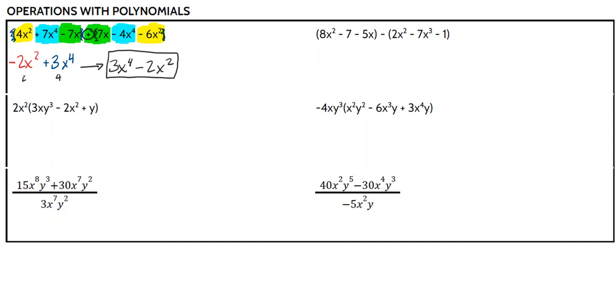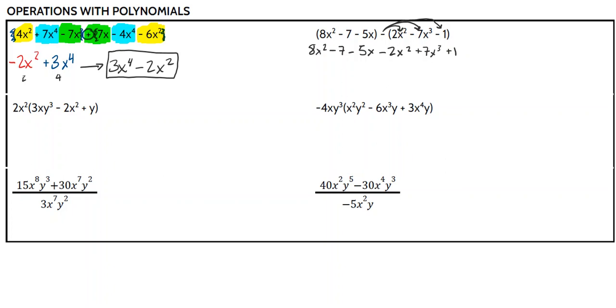For the next one, when we see subtraction here, we need to be really careful with our signs. And oftentimes what I'll do is I'll rewrite it just so I know that I'm doing everything correctly. So my first polynomial is going to stay the same because nothing is changing there. And then I want to make sure that I subtract every term here. So I'm going to distribute that negative through to every term. So it becomes minus 2x squared. And then when we subtract negative 7x cubed, that turns into addition. So we have plus 7x cubed. And then minus negative 1 becomes plus 1.